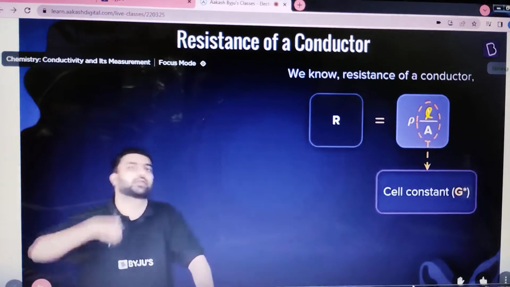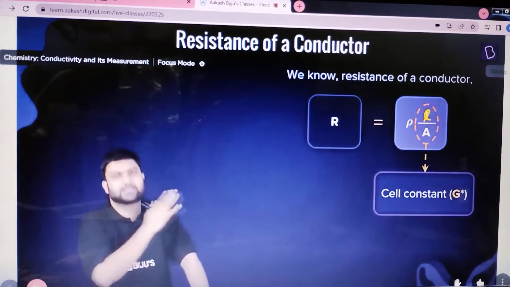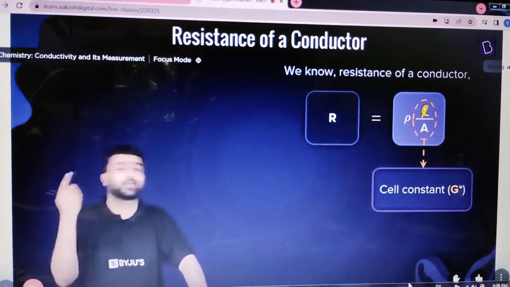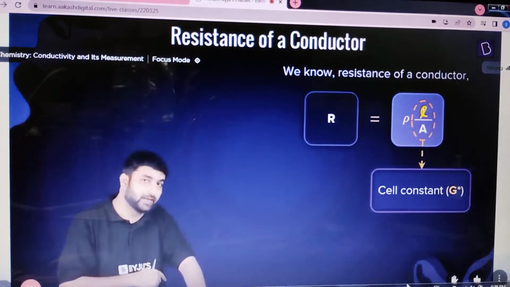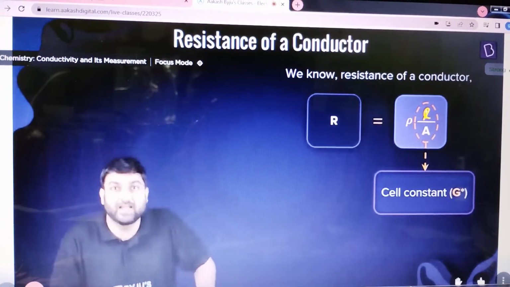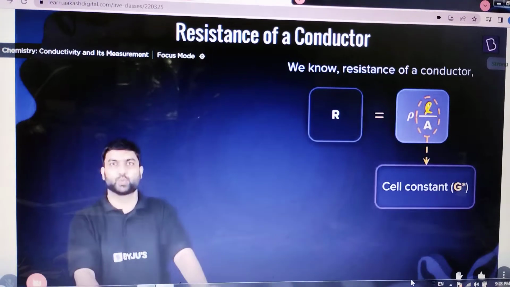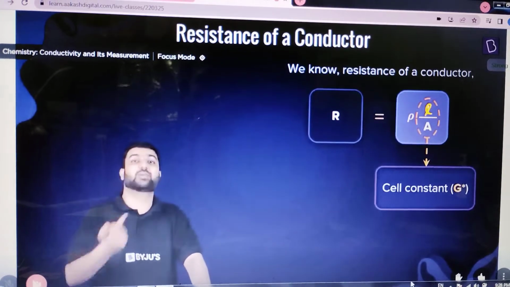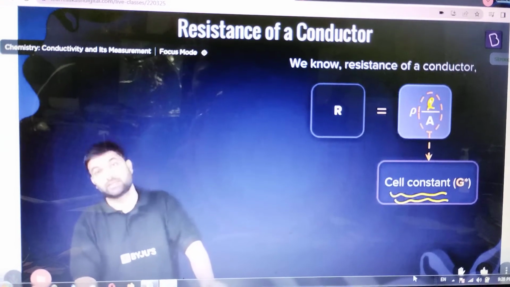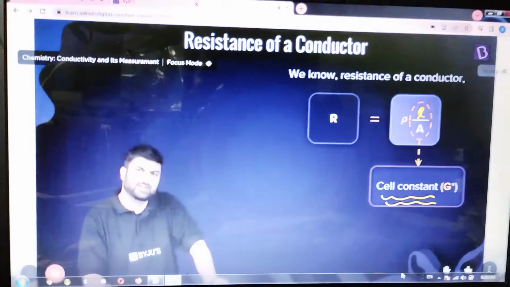Reappearing and reappearing and reappearing. Across these calculations, again and again, we will have to say L by A, L by A, L by A, right? Even in laboratories, L by A becomes a very important factor, right? So what do we do? We define L by A as another variant, right?